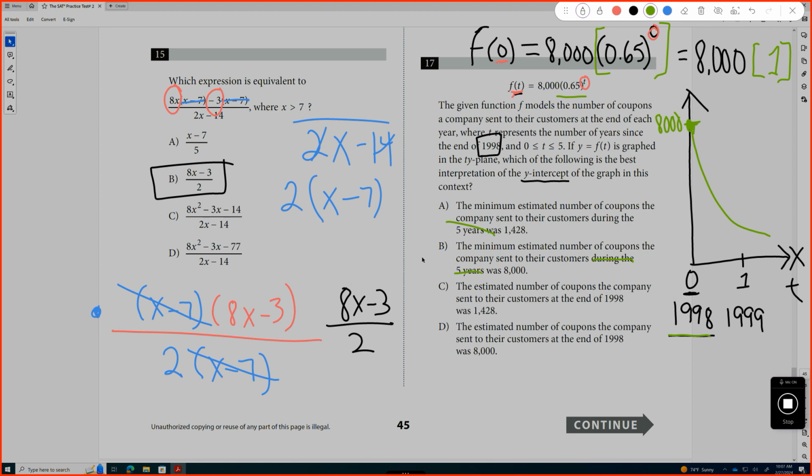At the end of 1998 was 1428. No, because it was 8,000. So D, the estimated number of coupons the company sent to the customers at the end of 1998, that's 0, was 8,000. So right here we have 0 and 8,000. So when the first year is 0, or 1998, my value for y, the y-intercept is 8,000. So that's what it means. It means that at the end of the year 1998, they must have sent 8,000 coupons to their customers. And that's how we solve that. And so see you in the next video.